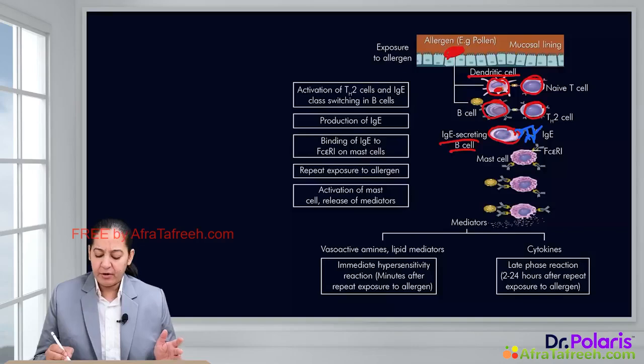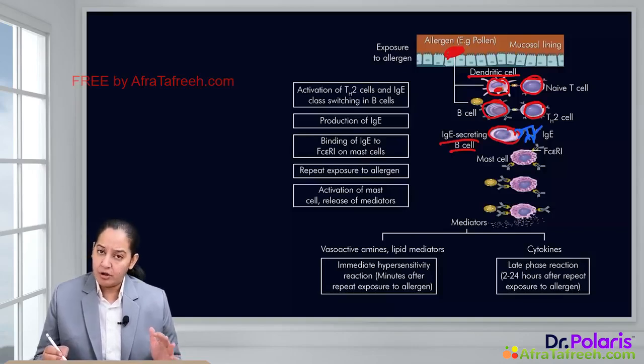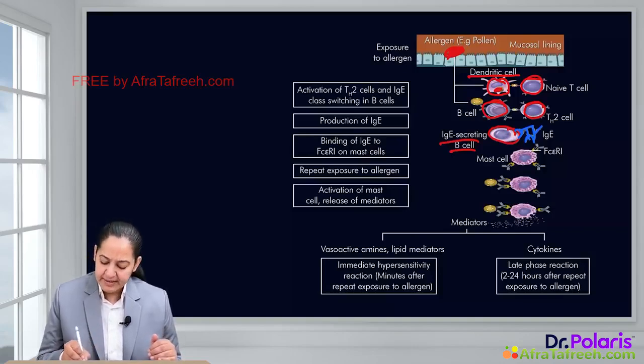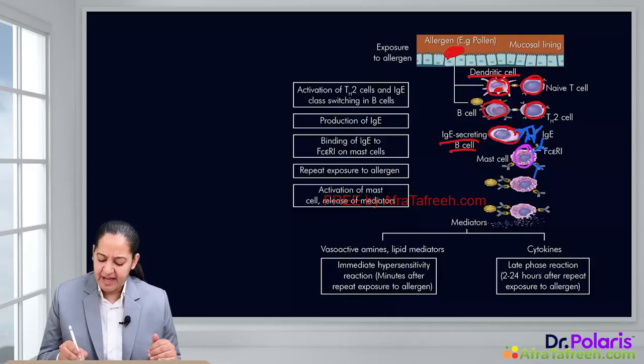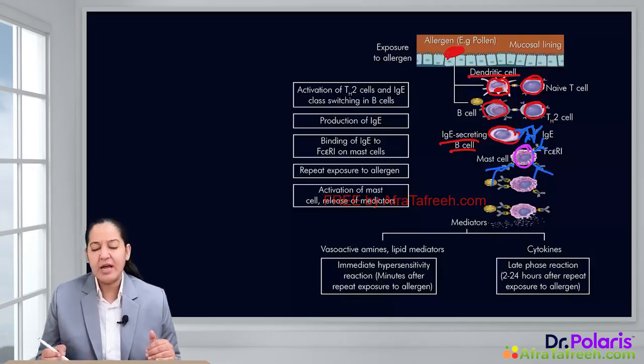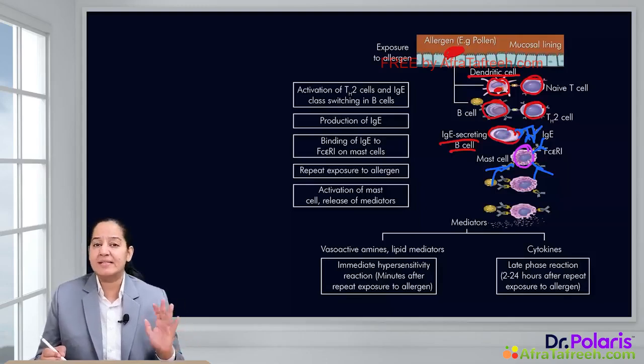Now these antibodies are released in the blood. In the blood they will go to the mast cell. You can see the next cell is the mast cell, and on the surface of the mast cell the antibody will bind with its Fc fragment. Fab fragment is free, but via the Fc fragment, that is the constant fragment, the antibody binds on the surface of the mast cell. Now this is known as sensitization. The individual is sensitized now.